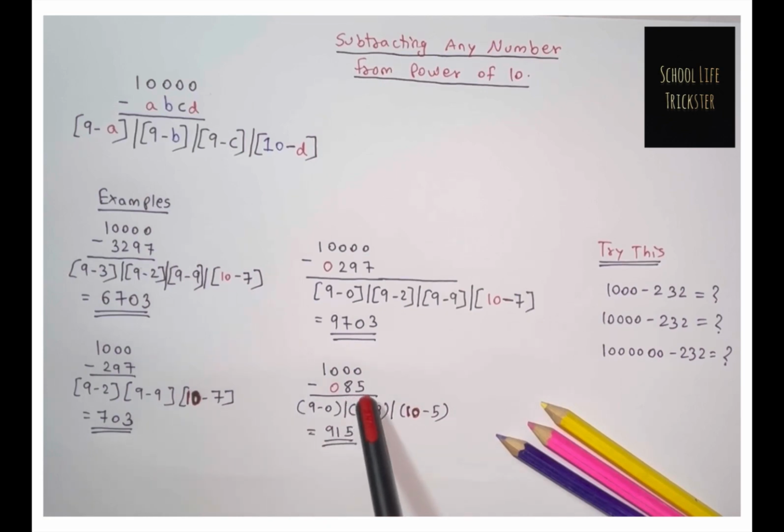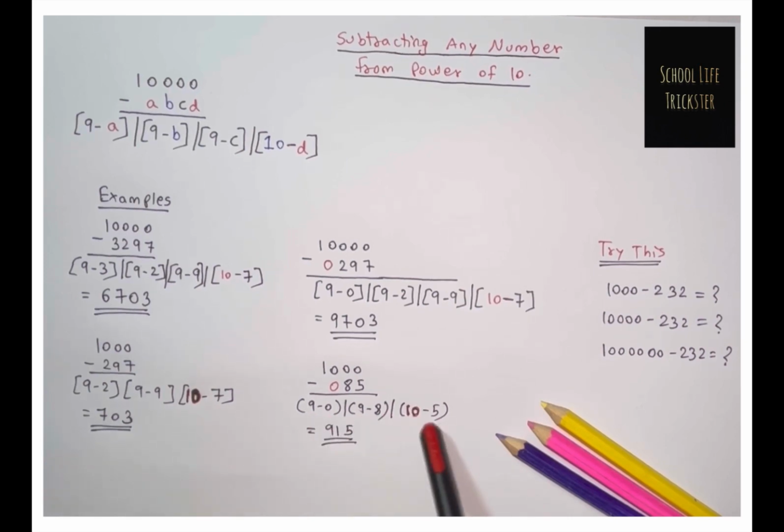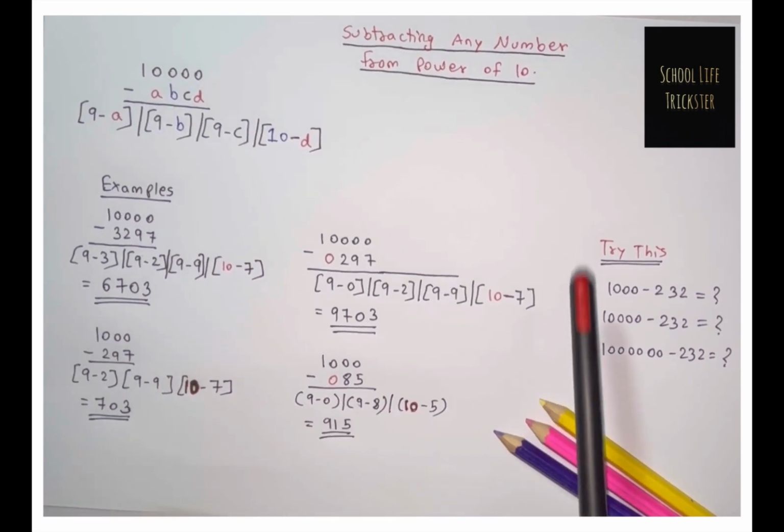Over here 1000 minus 085. So now over here the subtracted number is 8 and 5, that is 2 digits. So add 0 over here. So now 9 minus 0, 9 minus 8, 10 minus 5. The answer is 915. Try this.